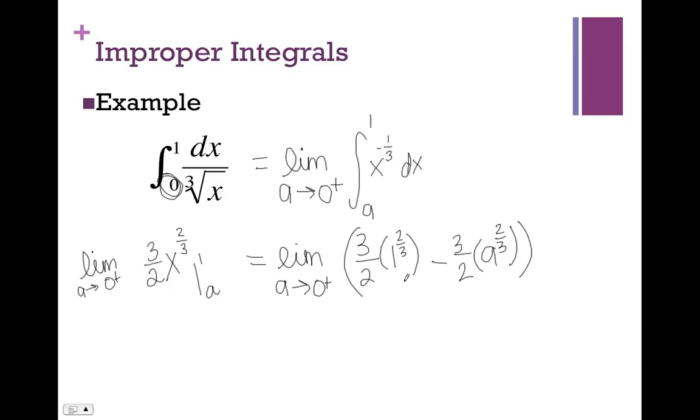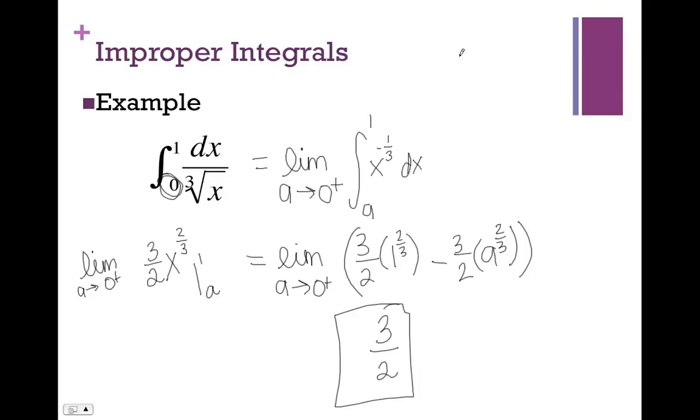This is equal to what? Just 3/2. And then as a goes to 0, this has no problem, okay? When I integrated, I went from having basically an x in the denominator to having an x in the numerator. Having x equals 0 in the numerator is no issue whatsoever. 0 to the 2/3 is 0. This term drops off and I'm left with 3/2. Okay?